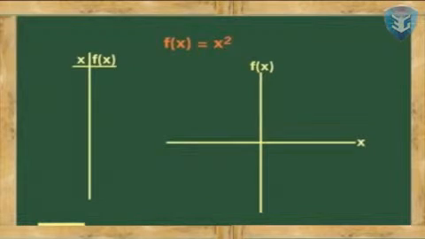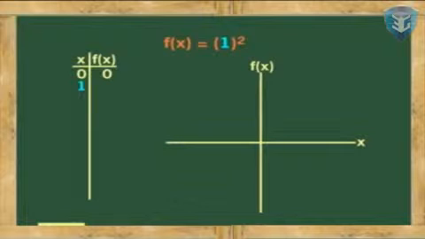We first build a table of values. When x is 0, the function of x is 0 squared, or 0. When x is 1, the function is 1 squared, or 1. When x is 2, the function is 2 squared, or 4. When x is 3, it is 3 squared, or 9.